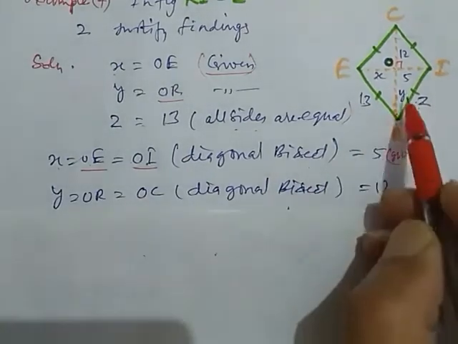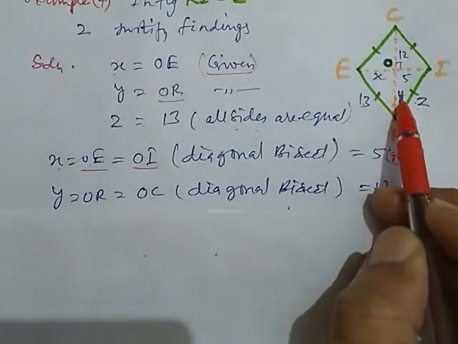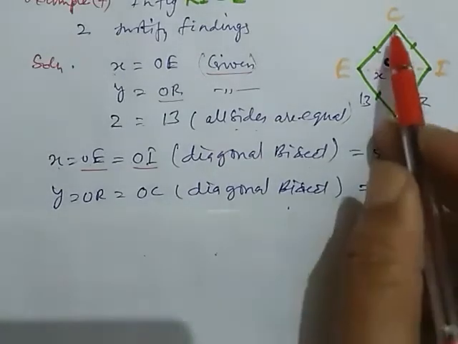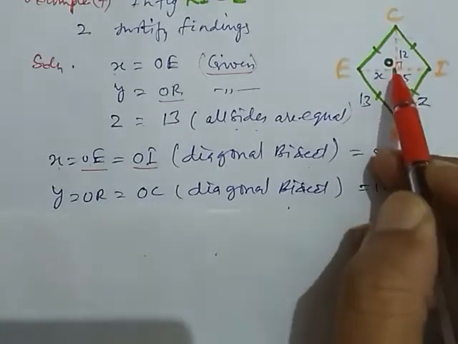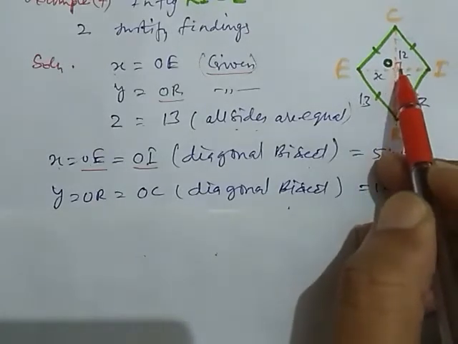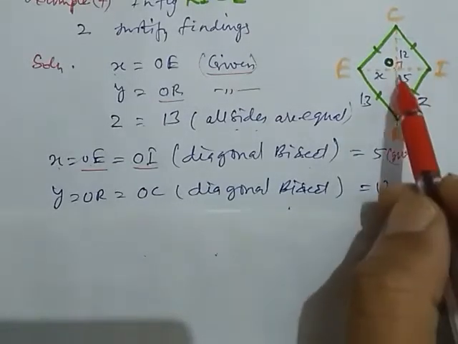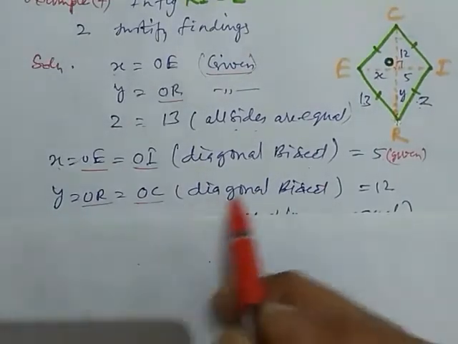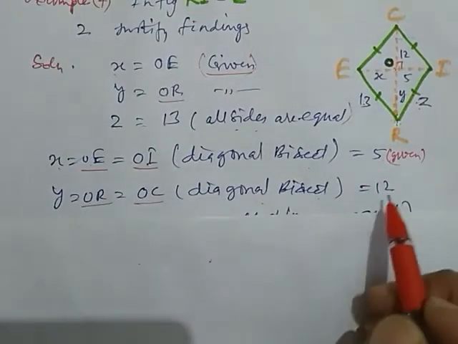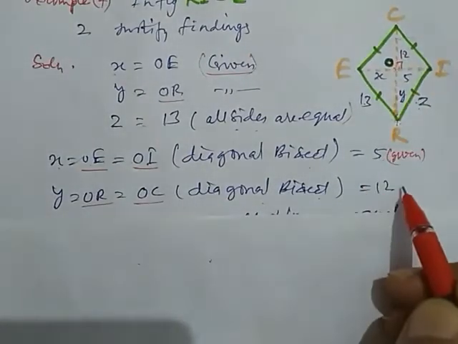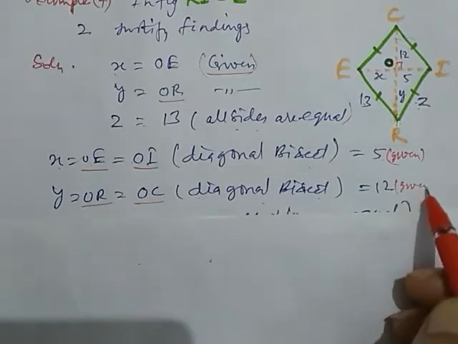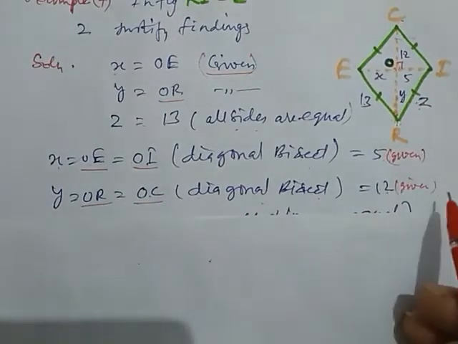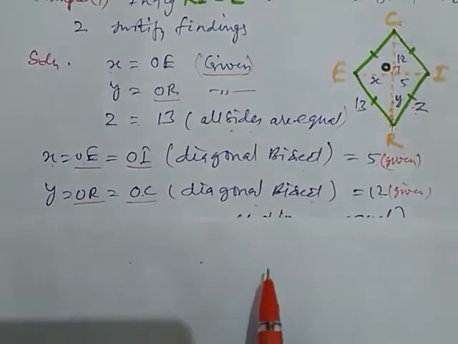Now y equals OR. Y is what? Y is OR, which is half of this diagonal. Since the diagonals bisect each other perpendicularly, OR equals OC. This is OR, which is equal to OC, since the diagonals bisect. And what is given? OC is 12. So Y is also 12.